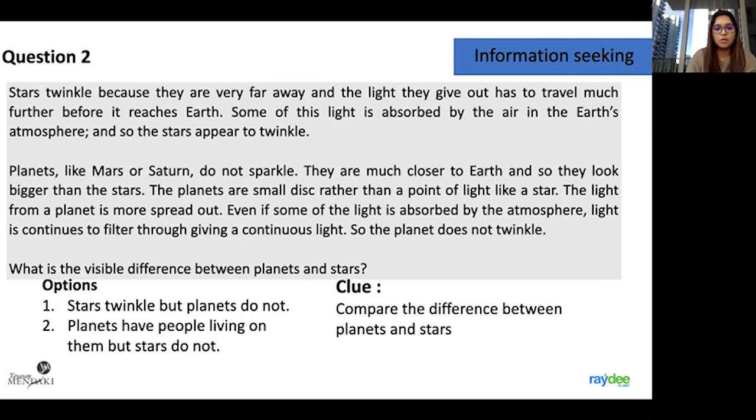Okay, and for the next one also, very similarly, the question asks, what is the visible difference between planets and stars? So the extract here tells us the difference between stars and planets. So you have to direct the students in helping them to compare the difference between the planets and stars. Like, what is this and what is that? And what is the most obvious difference? Which would be option 1. Stars twinkle, but planets do not.